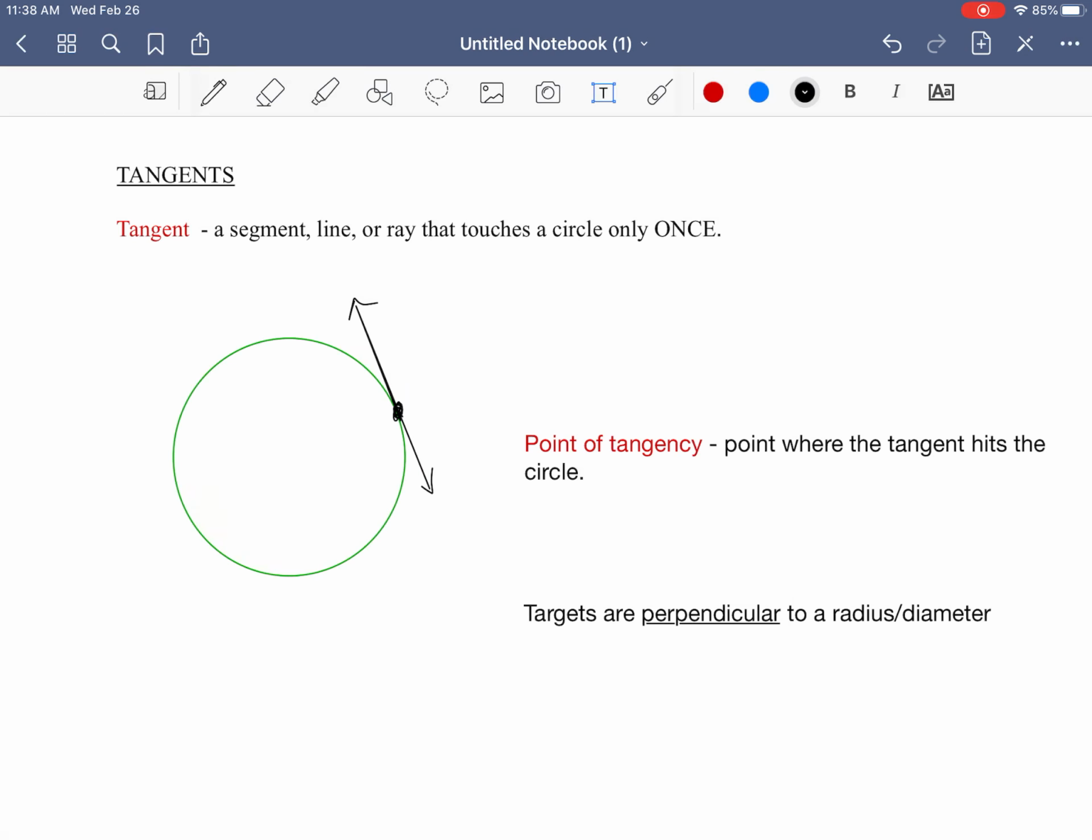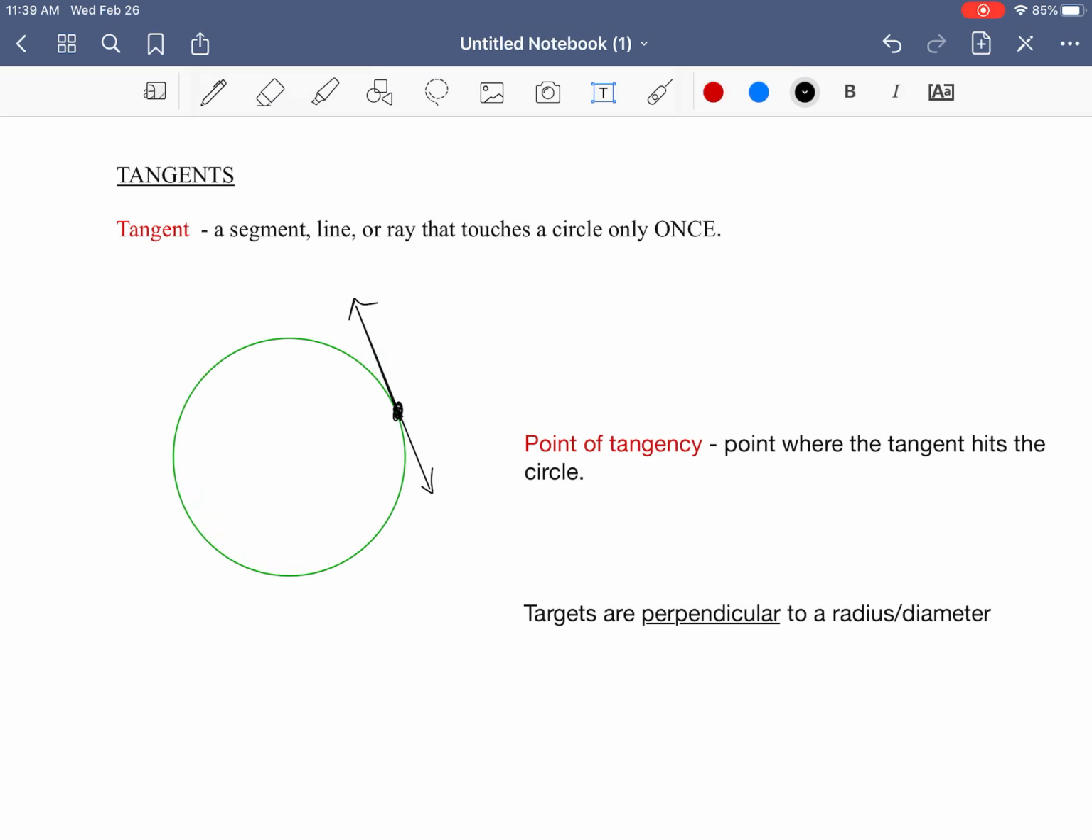Hello everybody, today's video is going to be covering tangents of circles. There's a few quick vocab words we need to cover and then we're going to jump right into our examples. The first vocab word, which you have seen before, is a tangent, and this is a segment, a line, or a ray that touches a circle only one time. And I've gone ahead and drawn that in for you.